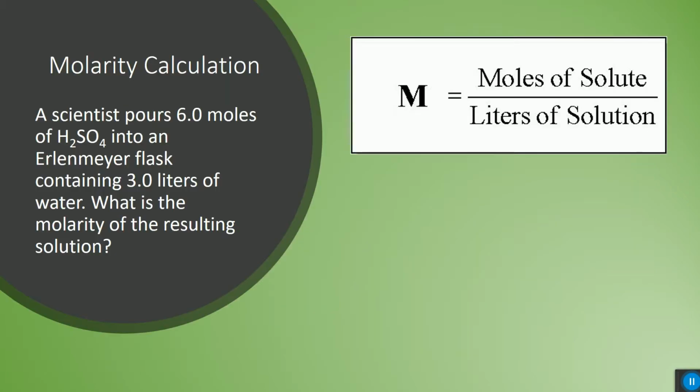Now that we know what molarity is and how we prepare a solution of a certain molarity in the laboratory, let's do the math. A scientist pours 6.0 moles of H2SO4 into an Erlenmeyer flask containing 3 liters of water. What is the molarity of the resulting solution? Well, we simply plug the numbers that we've been given into our formula. We know that we have 6 moles of our H2SO4, that would be our solute. So plug that number in for the moles of solute up here. We have 3 liters of water, so 3 liters of solution down here. 6 divided by 3 is equal to 2. So the molarity of our resulting solution would be 2 molar.